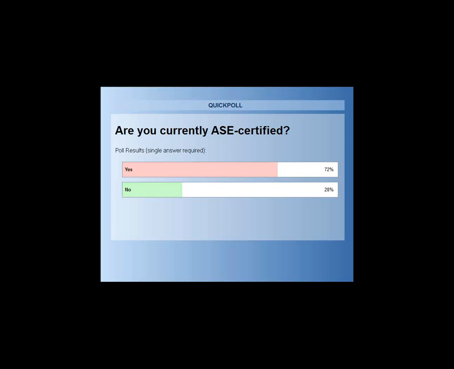So as you can see, it looks like we've got about 72% of you and 28% no. So we've got a nice balance of the audience here. Of course, ASE has changed a lot with our computer-based testing and some other things related to it. So a lot of things you may have known about the program in the past have changed with that implementation.